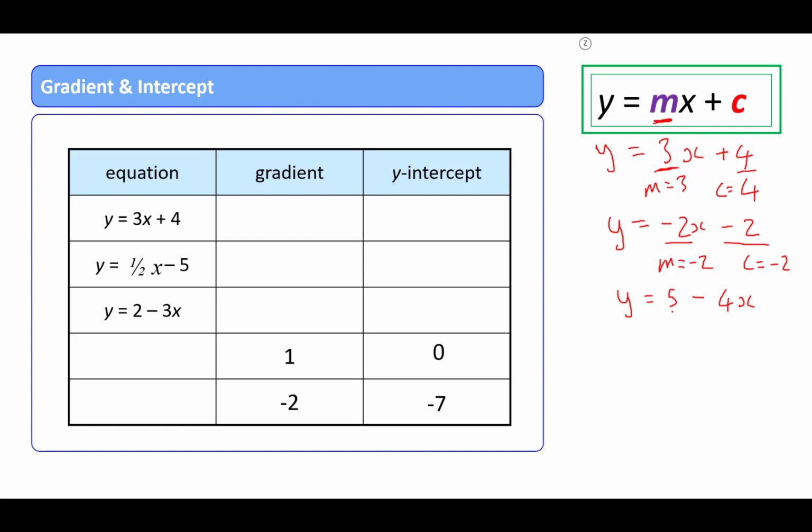Let's just start with c. The number on its own is c. So c equals 5 here. If there was a minus sign here, that would be minus 5, but it isn't. So c equals 5. Can you see that m, the gradient, is next to the x? So m equals minus 4.